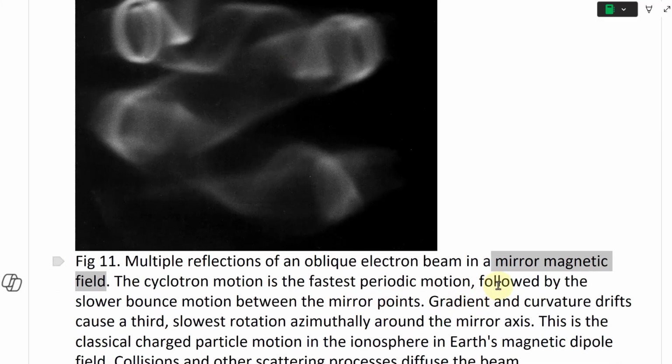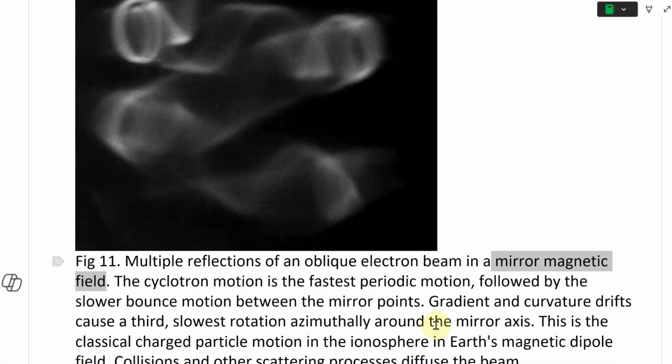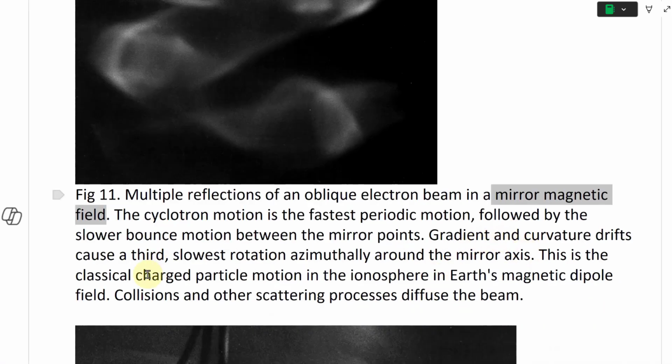In an oblique electron beam in a mirror magnetic field, the cyclotron motion is the fastest periodic motion, followed by the slower bounce motion between the mirror points. So there's the cyclotron motion, it's super fast, and then it bounces off that magnetic mirror there. And then a slower bounce between mirror points. Gradient and curvature drifts cause a third, slowest rotation azimuthally around the mirror axis.